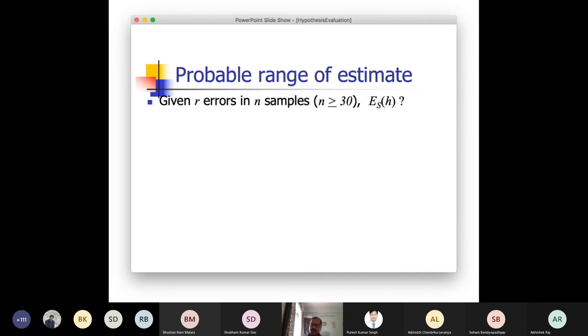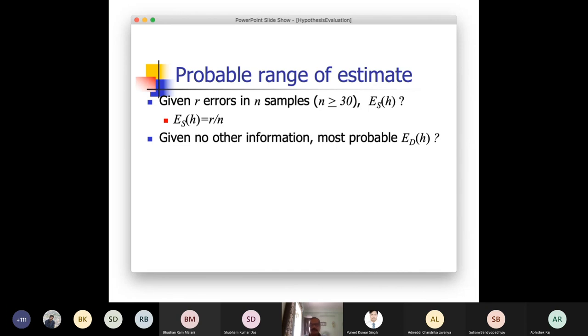We have the variance, but how can the variance give you a kind of range with a certain probability? There, you have to use once again the modeling of probability distributions with respect to your estimates. I will discuss that in subsequent lectures, but let me just give you the results. The estimate of the error here is r by n. If no other information is given, what is the most probable error in the distribution, that means the true error? Since it is unbiased, the most probable would be this. That means if you get a probability distribution of this estimate, this is the most probable error.